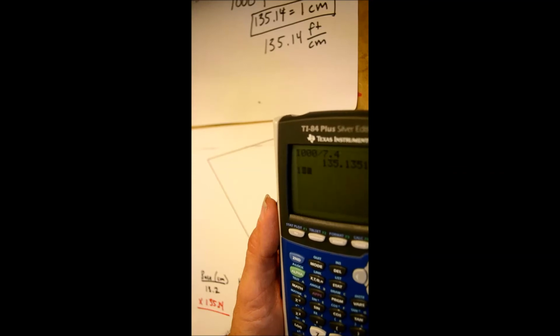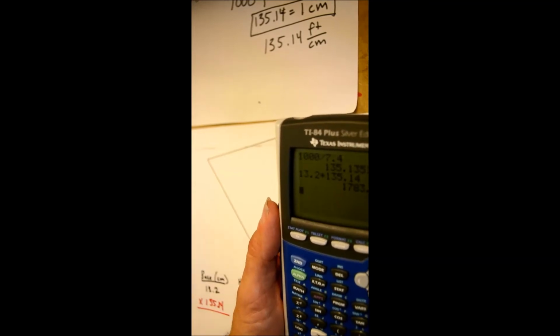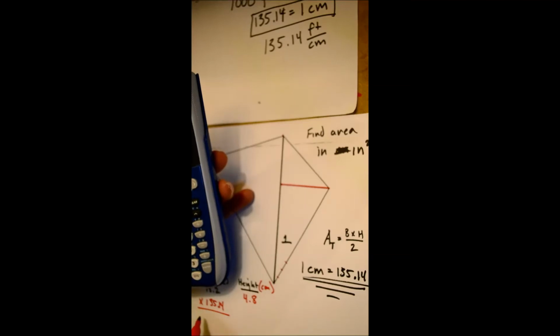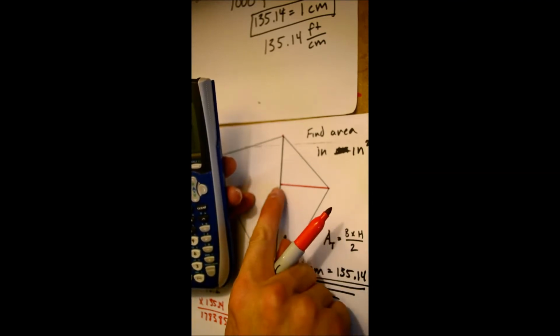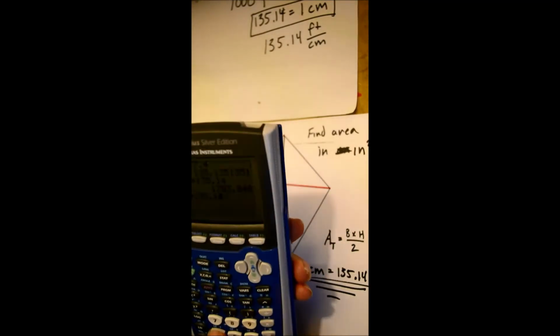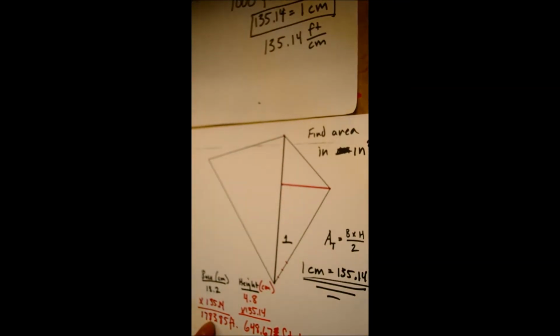13.2 times 135.14. So in reality, if I was to go outside and walk along this line from this point to this point, that base would be 1,783.85 feet long. And if I were to walk from this point up to this point along the height of that triangle, it would be 648.67267 feet long. So this now is our new base and our new height in feet.